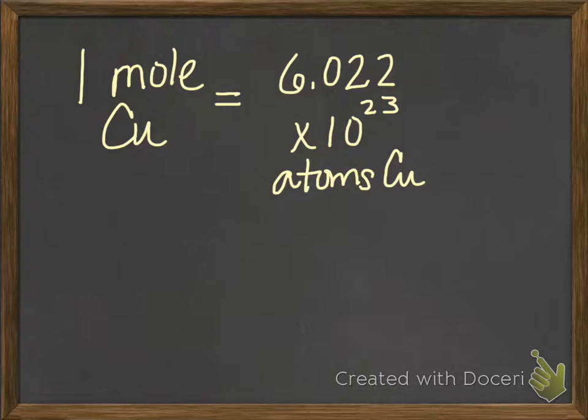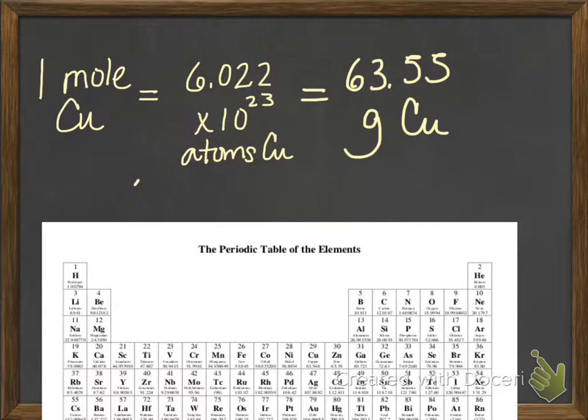You'll need your periodic table. We also know that 1 mole of copper, or 6.022 times 10 to the 23rd atoms of copper, is equal to 63.55 grams of copper. And that we got that number from the periodic table, because in fact 63.55 AMUs is the atomic mass of copper. So that same mass in grams is the molar mass. Well, that seems moderately useful.